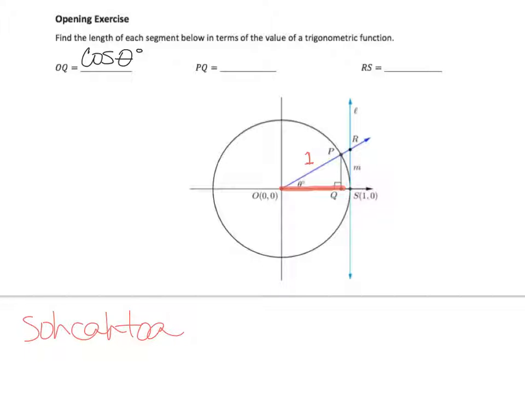PQ is right here, and that's the opposite of theta, so that would be your sine function. And then RS would be right here, which is your tangent, which is also sine over cosine. Cool?